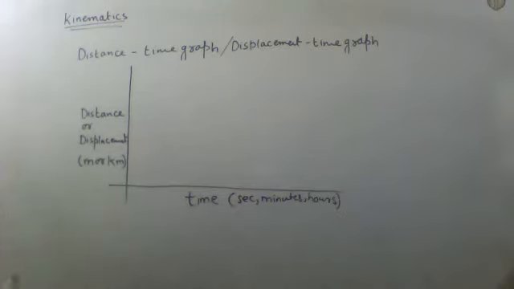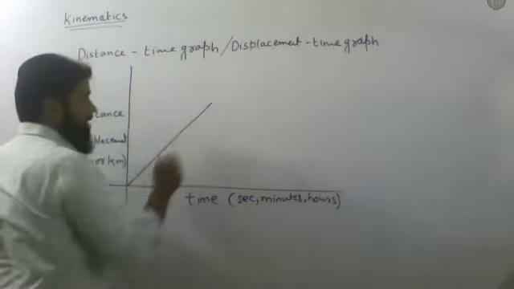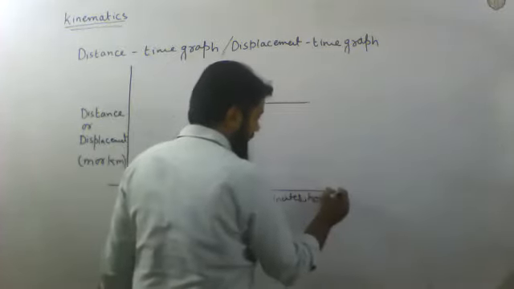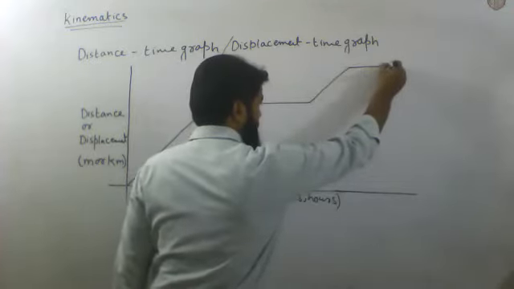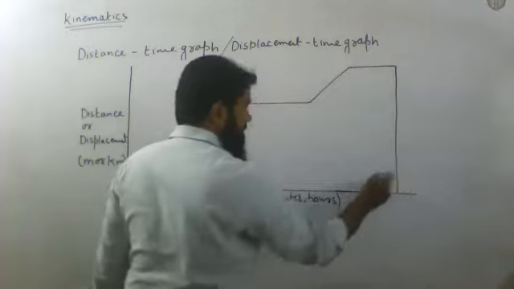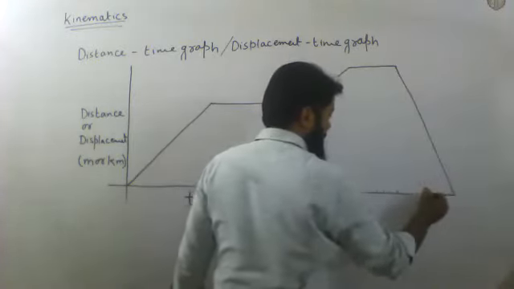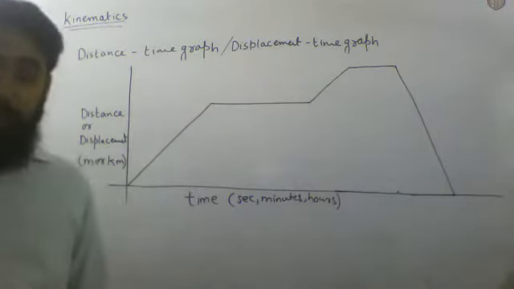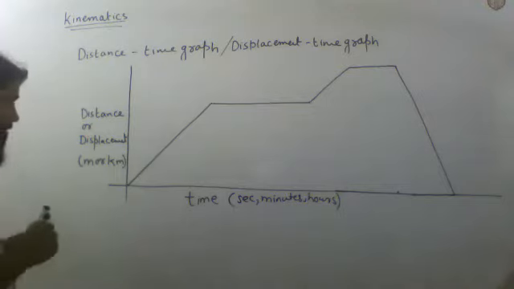Okay, now when they are going to give us different types of lines, different types of graphs will be given to you. For instance, these are the graph values given over here. So what does each portion of the line represent?